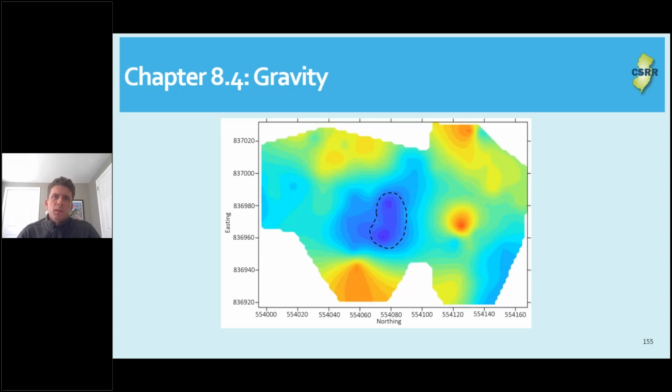Yeah, so this is from Ringwood, New Jersey. So again, this is in plan view of an area over an abandoned mine, and you can see the area in blue here indicating a low in gravity measurements, so indicating the void, which is showing the mine circled in the black dashed line. So next slide.